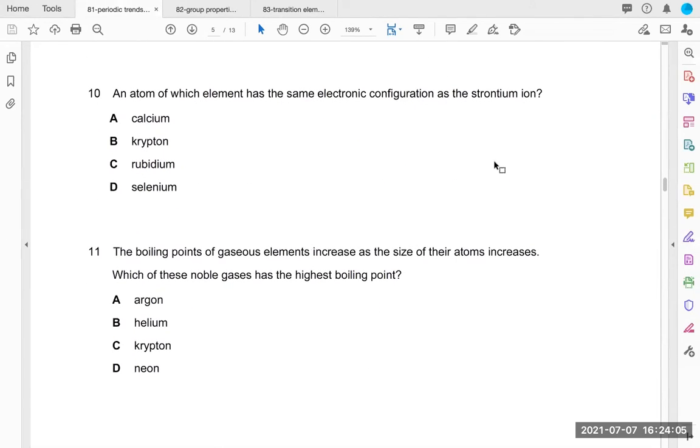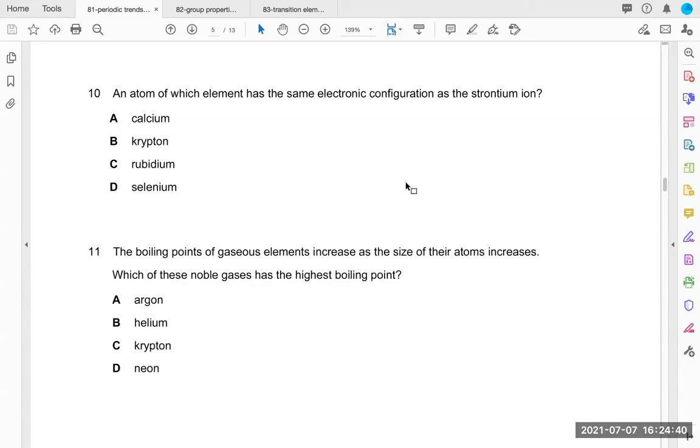An atom of which element has the same configuration as strontium ion? We saw this on the periodic table. Strontium ion is positive 2. It's in group 2. So from the periodic table, move 2 steps back. Because it's positive 2, that means 2 steps back. If it was negative, you move that many steps forward. So if it is 2 negative, you go 2 steps forward and you will get the element whose configuration it will have. And if you go 2 steps back, you will get the element with positive 2 charge. So that is going to be krypton, I think. So that is our answer.